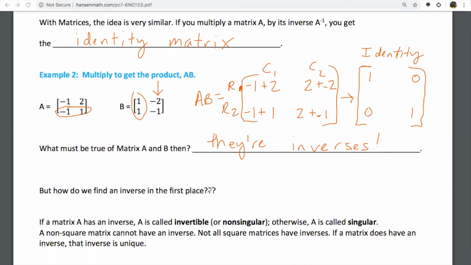Okay? That begs the question though, how do we find the inverse in the first place? How did I know that B, for example, is the inverse of A and we'd multiply to get the identity? Well, here's some fine print. If a matrix A has an inverse, matrix A is called invertible or non-singular. Otherwise, matrix A is called singular. A non-square matrix cannot have an inverse. Only square matrices have an inverse. And even then, not all square matrices have an inverse. But if a matrix does have an inverse, that inverse is unique, meaning there is only one.